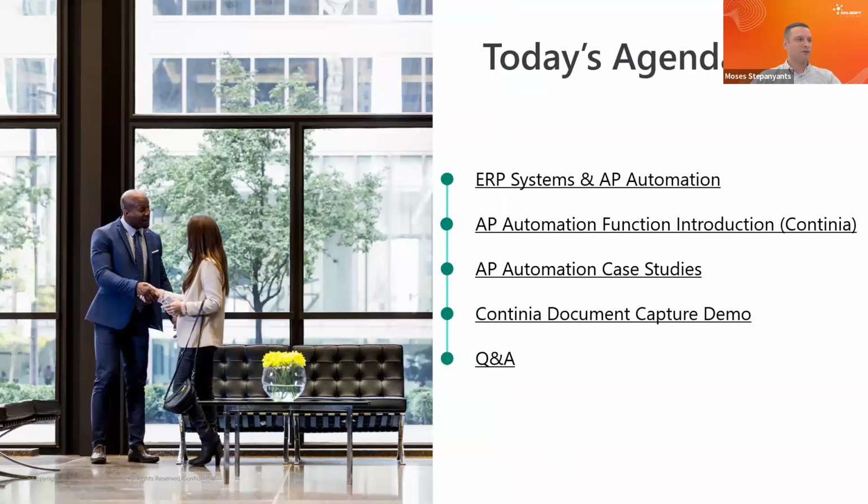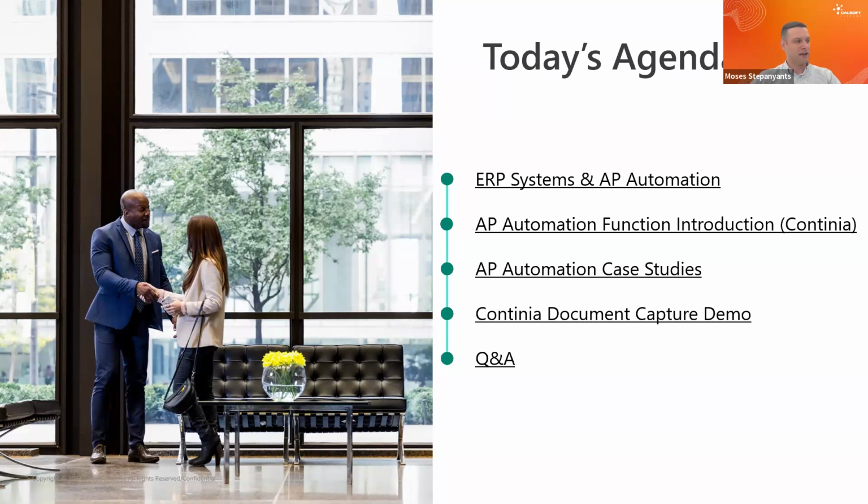Okay, so for today's agenda, I'll explain what an ERP system does and how it works, and then I'll explain about AP automation, how the two can be integrated together. From there, we'll dive into the different AP automation functions, including talking about Continia, which will be the AP automation software that I will be demonstrating today.